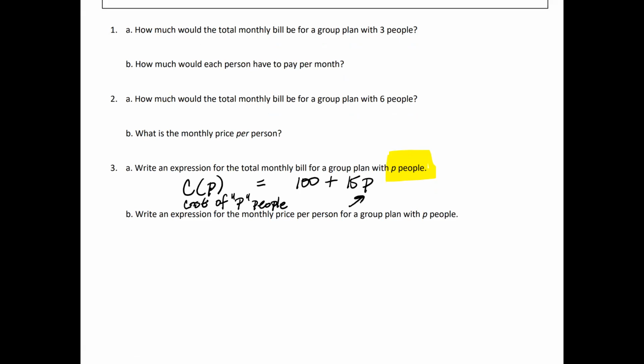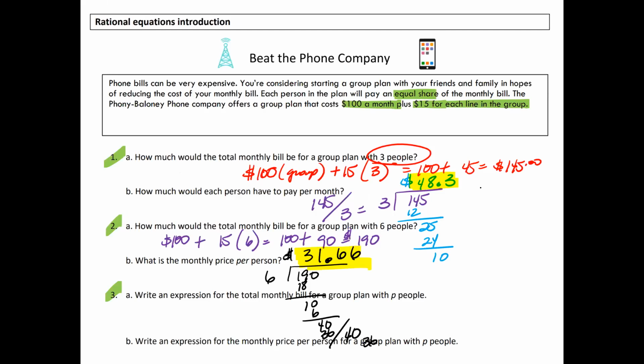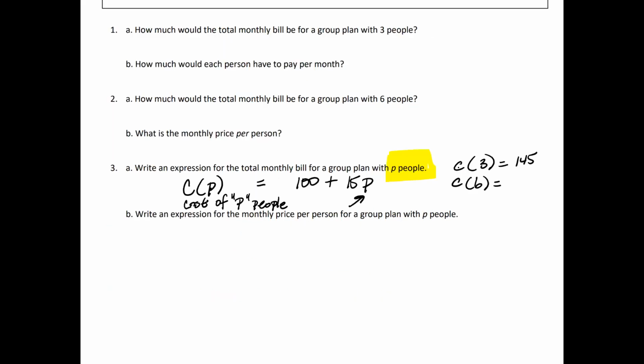And that P will change depending on how many people there are. Like we first found C of 3, where it was 3 people, then C of 6, where there were 6 people. And if you remember, C of 3 was 145. So C of 3, the cost of 3 people, was $145. And how much was it for 6 people? 190. So you're slowly transitioning from just using basic arithmetic into putting things into formulas, which is making you into these little mini mathematicians.